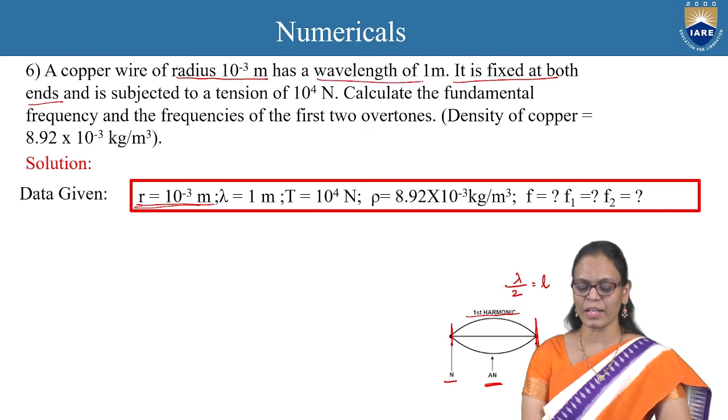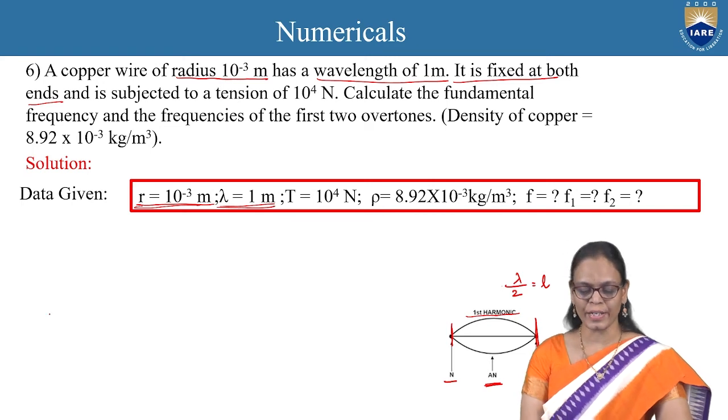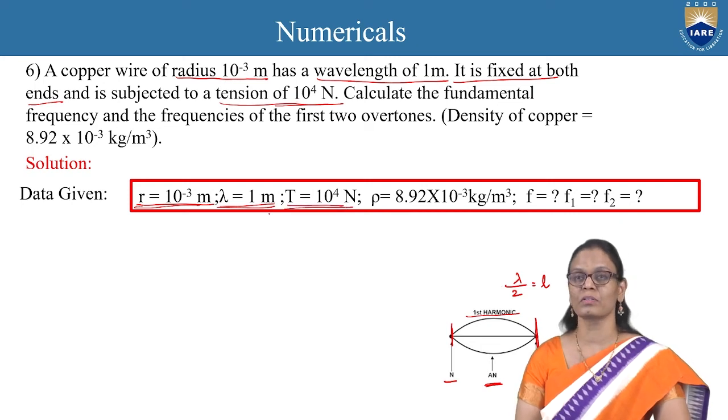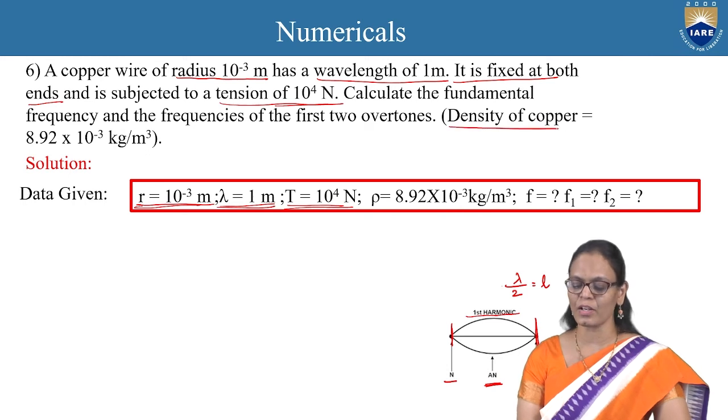And the wavelength is 1 meter, so lambda is equal to 1 meter. And it is subjected to a tension of 10 power 4 Newton, so T is equal to 10 power 4 Newton. And also the density of copper is given. Rho denotes the density, 8.92 into 10 power minus 3 kilogram per meter cube.